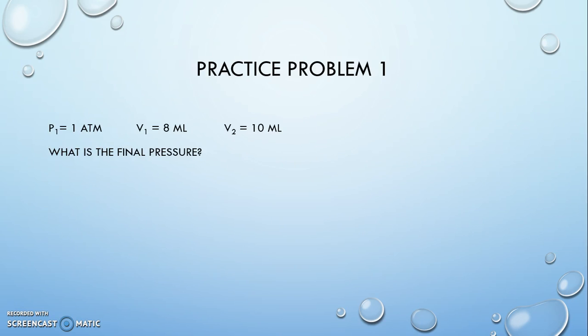All right, so let's do a practice problem. It says if we have an initial pressure of 1 atmosphere and an initial volume of 8 milliliters, and then we have a final volume of 10 milliliters, what is the final pressure? All right, so P1 V1 is equal to P2 V2, and all we have to do is plug this in. So 1 ATM times 8 mL is equal to 10 mL times P2.